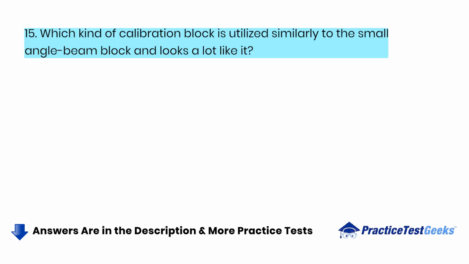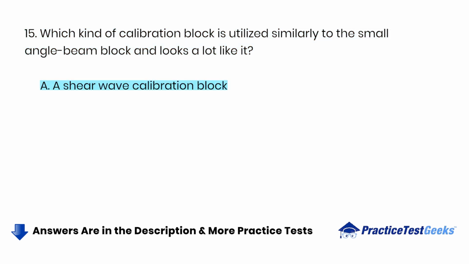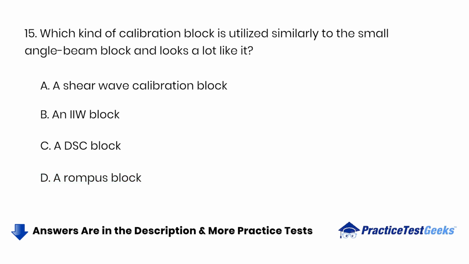Which kind of calibration block is utilized similarly to the small angle beam block and looks a lot like it? A. A shear wave calibration block. B. An IIW block. C. A DSC block. D. A rhombus block.